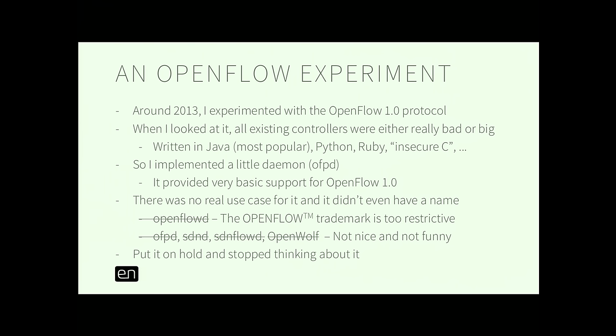I didn't find a name, because OpenFlow is a trademark. The protocol is open, but OpenFlow is a trademark, so we couldn't really use OpenFlowD. In OpenBSD, we tend to use the protocol name plus D, like BGPD, SMTPD. We are not into funny names in OpenBSD. So my idea of using OpenWolf as an anagram of OpenFlow, nobody liked it either. I even had an Airwolf logo of it. So yeah, I didn't have a name. And if you don't find a name for your project, you'll probably stop working on it.